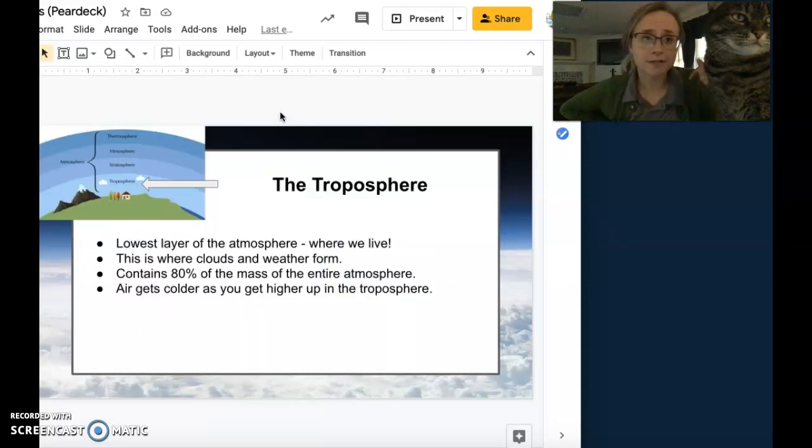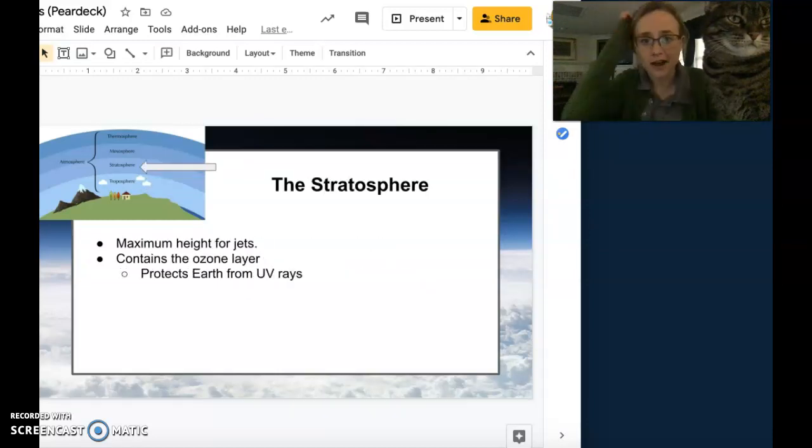This is the lowest layer of the atmosphere. It's where we live. This is where clouds are, where weather forms. It contains about 80% of the mass of the entire atmosphere, and it gets colder as you increase your altitude in the troposphere. As we go up, the next one is the stratosphere.